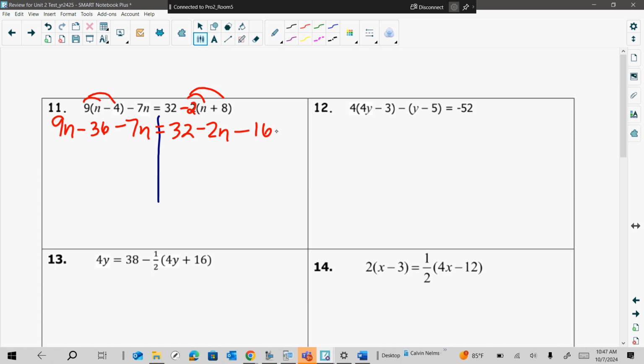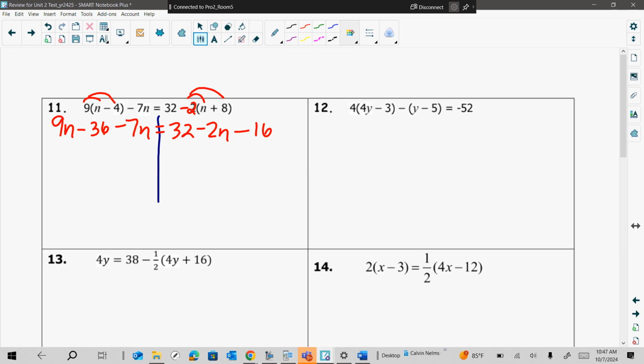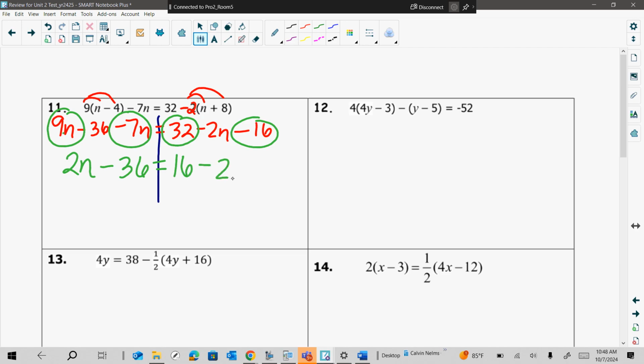So you should have 9n minus 36 minus 7n equals 32 minus 2n minus 16. All right, do we see we have like terms? What are the like terms on the left side? 9n and negative 7n. Yeah, and what are the like terms on the right side? 32 and negative 16. So 9n minus 7n makes 2n minus 36 equals 32 minus 16 leaves you with 16, then minus 2n.